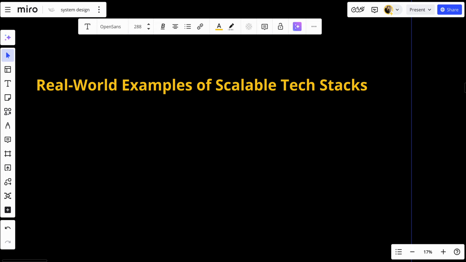So, to wrap up, choosing the right tech stack is all about planning for growth. Consider the programming languages, frameworks, databases, and infrastructure that best fit your needs and can scale with you as you grow. Remember, there is no one size fits all answer. It's about finding the right balance for your project and anticipating future needs.